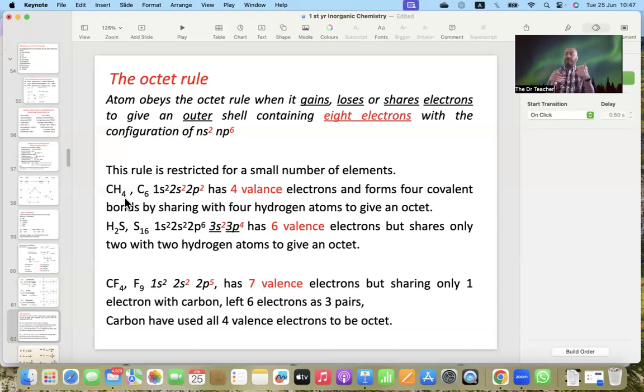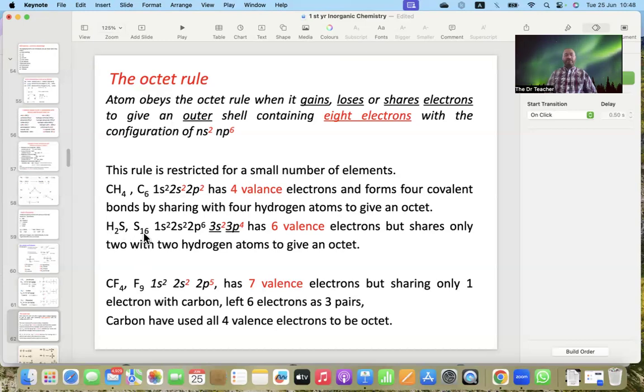Why? Because the carbon has 4 electrons in the outer shell, 4 valence electrons, 4 single electrons for reaction. So these 4 singles need 4 hydrogens. Together, they will form CH4. So the carbon comes with 4 hydrogens and becomes CH4. CH4 is very good for the octet rule.